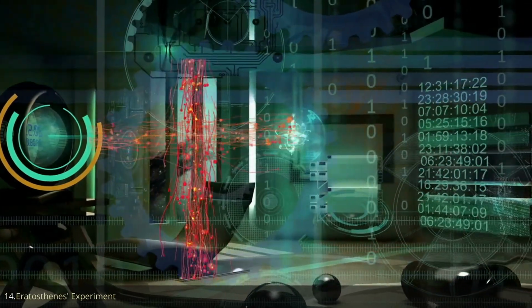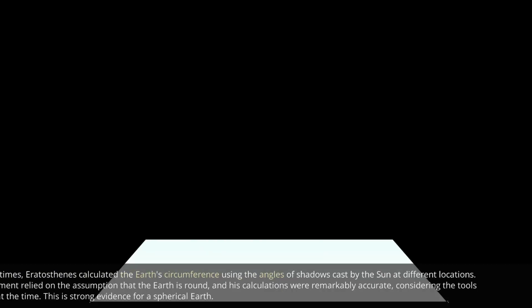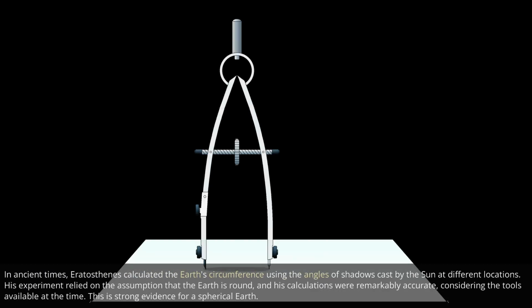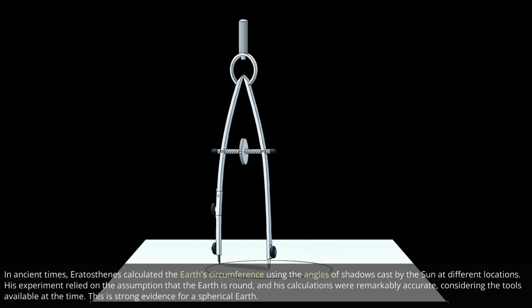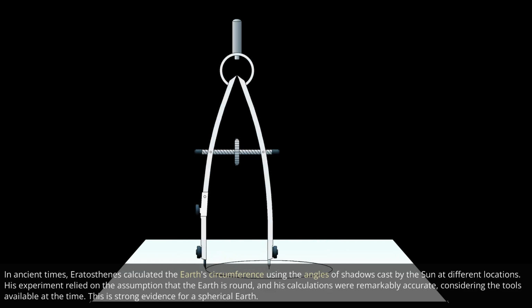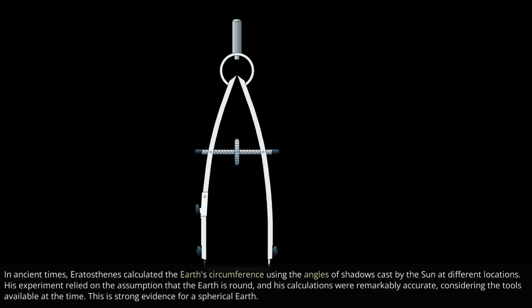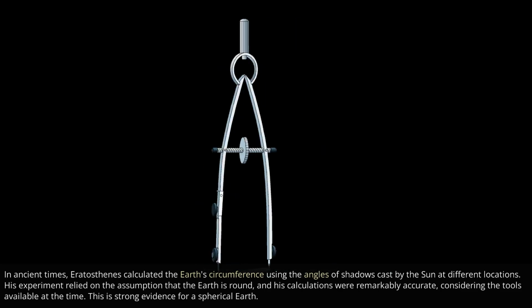14. Eratosthenes' experiment. In ancient times, Eratosthenes calculated the Earth's circumference using the angles of shadows cast by the Sun at different locations. His experiment relied on the assumption that the Earth is round, and his calculations were remarkably accurate, considering the tools available at the time. This is strong evidence for a spherical Earth.